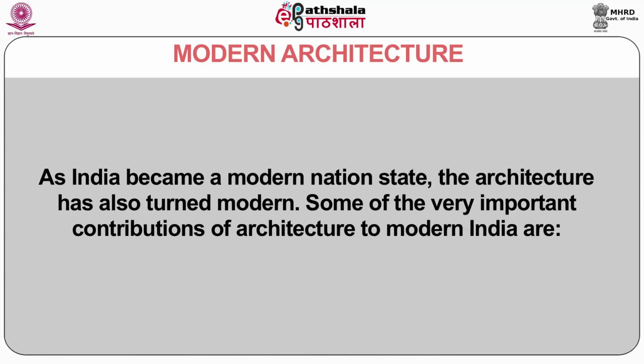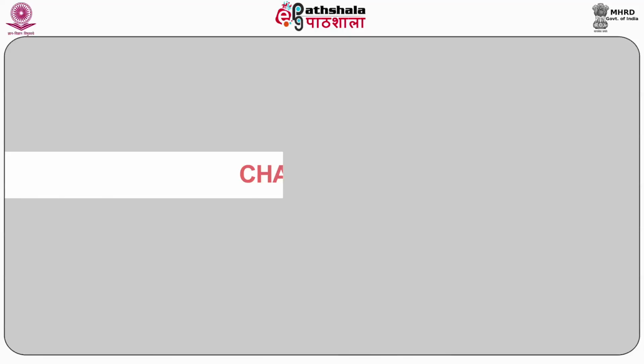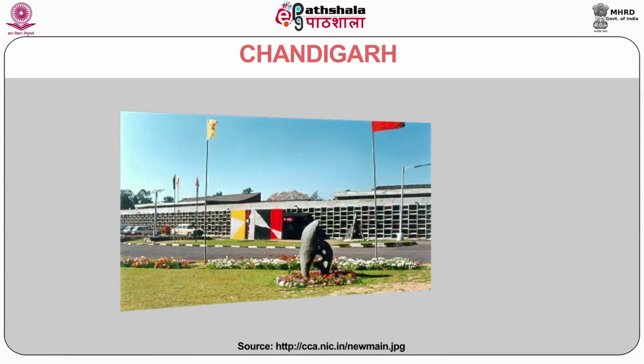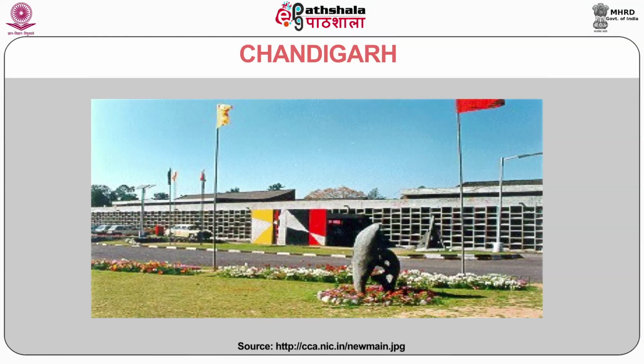Some of the very important contributions of architecture to modern India are Chandigarh. The famous French architect Le Corbusier planned Chandigarh, the dream city of India's first Prime Minister, Shri Jawaharlal Nehru. It is located at the foothills of the Shivaliks and is known as one of the best urban planning and modern architecture cities of 20th century India. Chandigarh became symbolic of newly independent India.